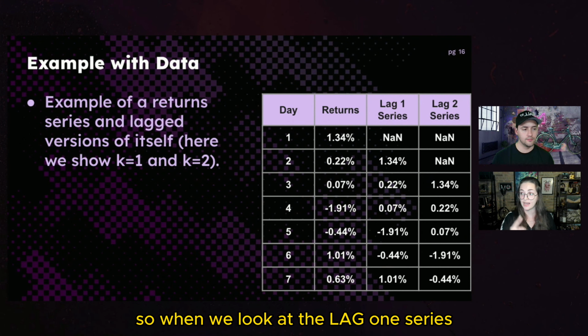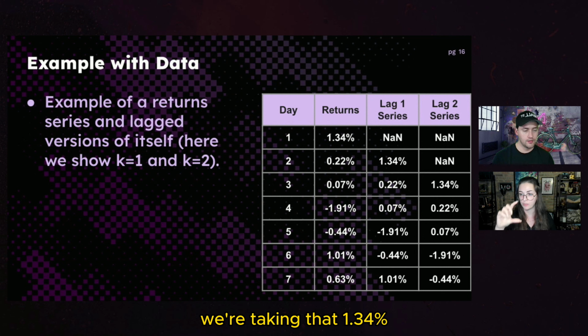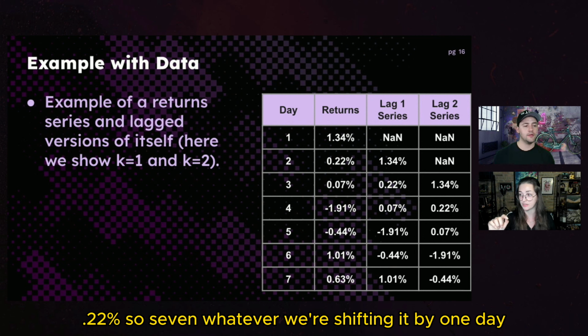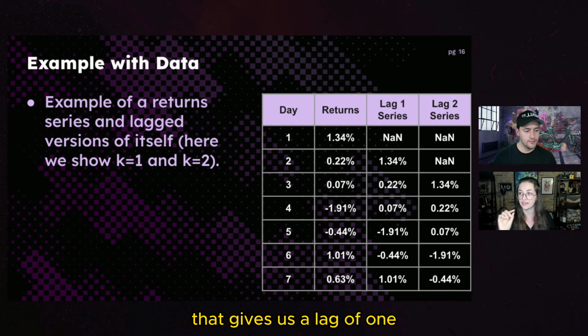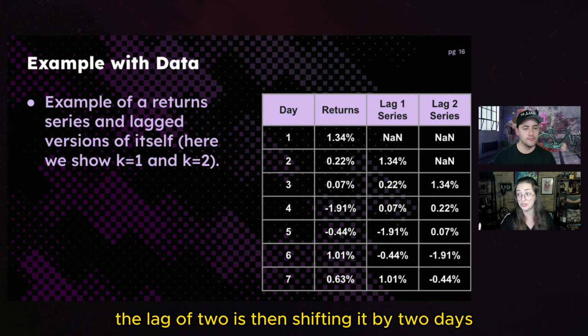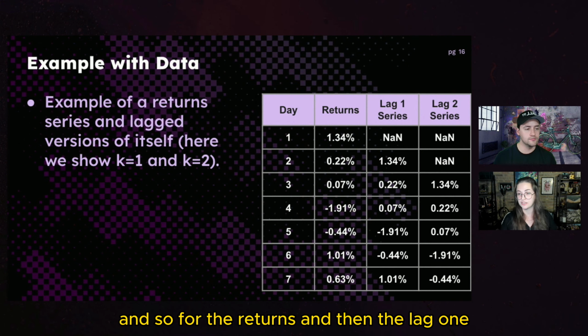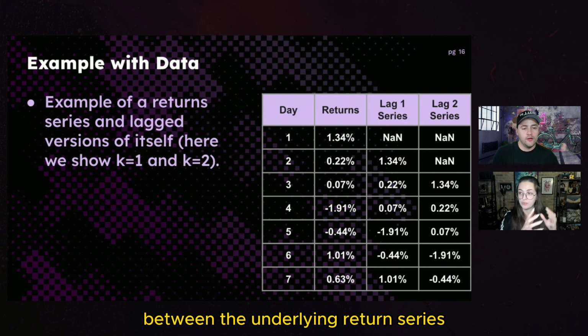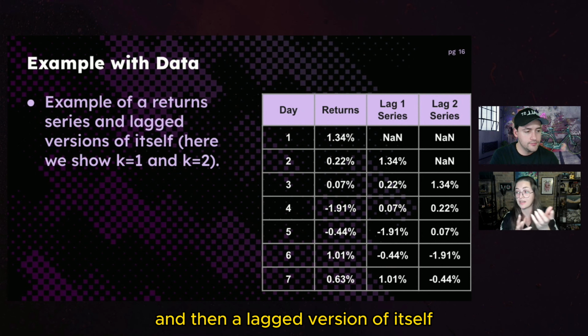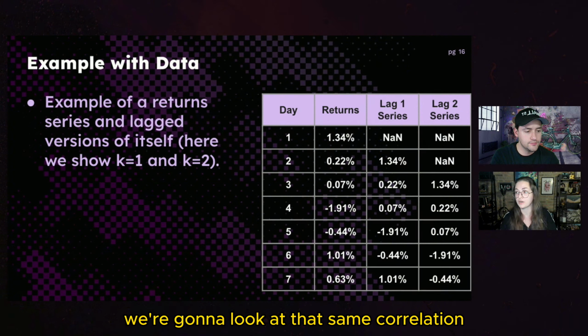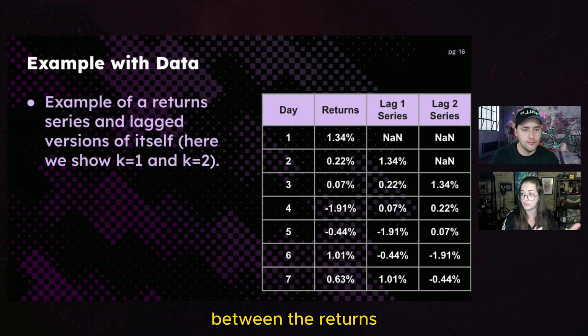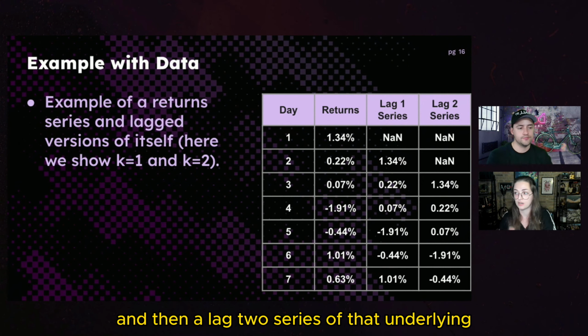So when we look at the lag 1 series, we're taking that 1.34, 0.22, 0.07, whatever. We're shifting it by 1 day. That gives us a lag of 1. The lag of 2 is then shifting it by 2 days. And so for the returns and then the lag 1, we're going to look at the correlation between the underlying return series and then a lagged version of itself. We're going to look at that same correlation between the returns and then a lag 2 series of that underlying.